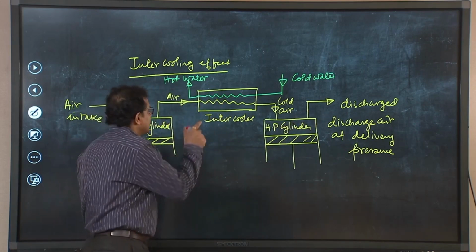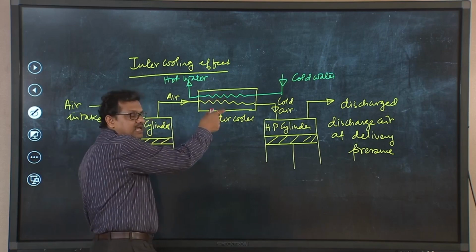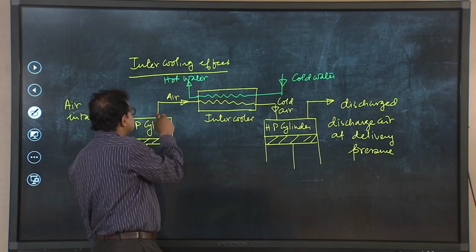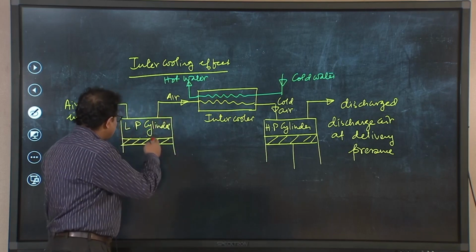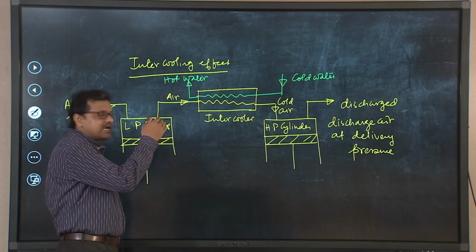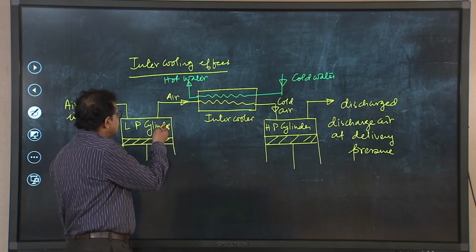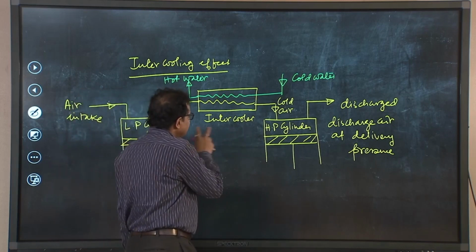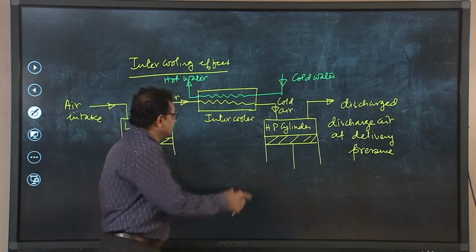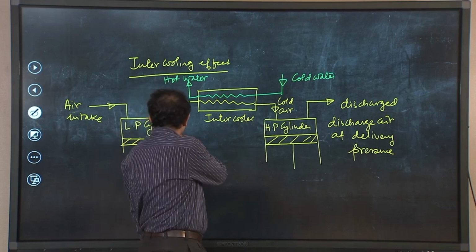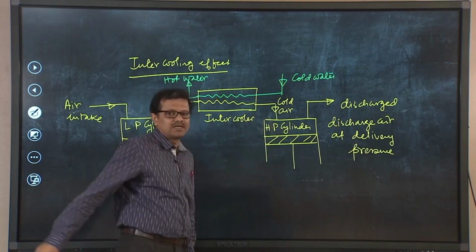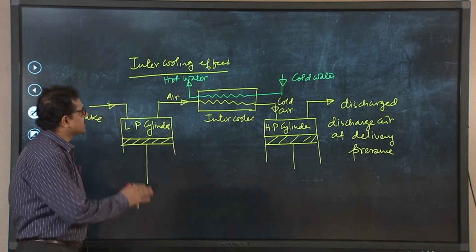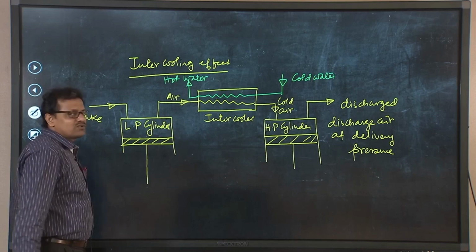Now, as I said, this cooling should take place at a pressure which should be at least the pressure developed by the first cylinder, or it should be in between the pressure developed by the first cylinder and the pressure that would be developed by the second cylinder. So, that would be an intermediate pressure stage. So, this is basically the intercooling effect.